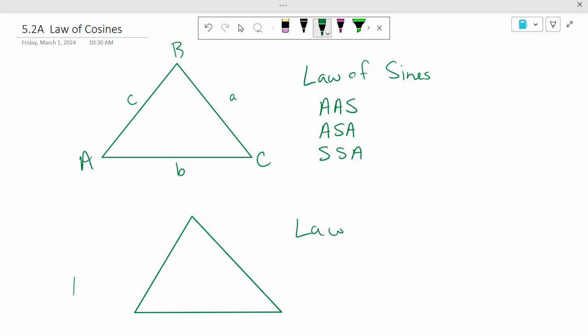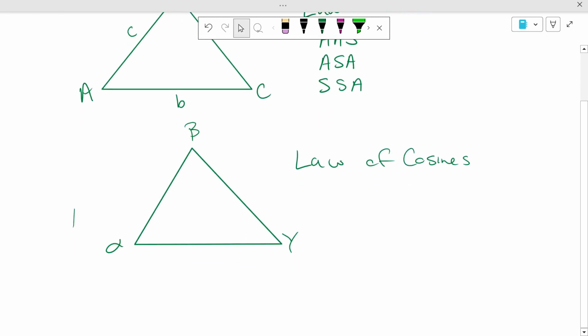Law of cosines. And I should have done alpha, beta, gamma, not ABC, but it's all right. You guys are smart enough to figure things out. When you do law of cosines, that's when we have the situation of side, angle, side, or side, side, side.